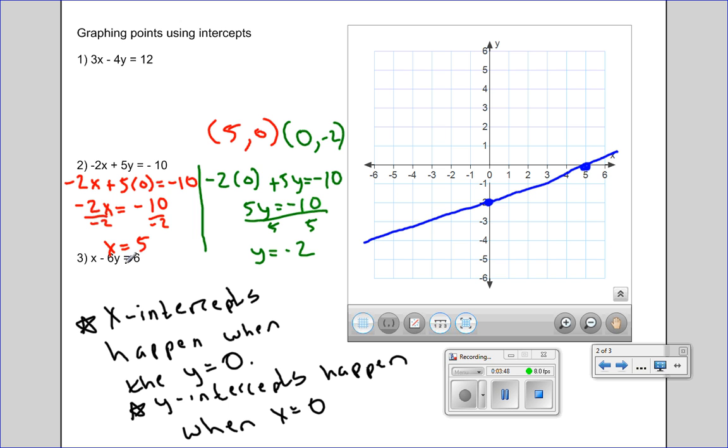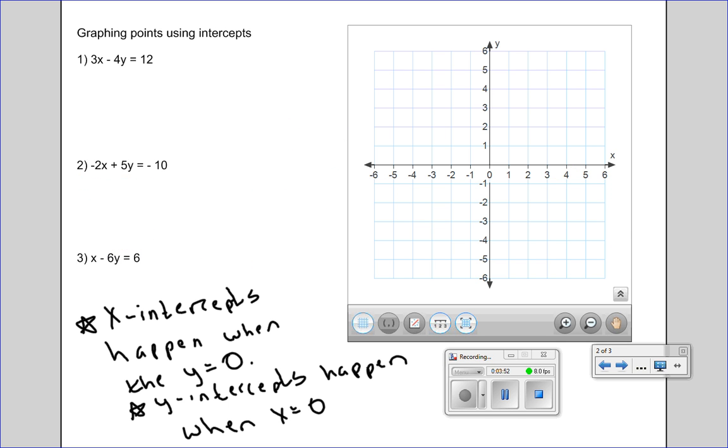Let's move on to our third and final problem on here. Once again, I would advise you to pause the video and try it yourself to see if you understand the concept of what we're doing. All right, let's give it a try. I'm going to move the work over here so I don't erase these notes. So x minus 6y equals 6.